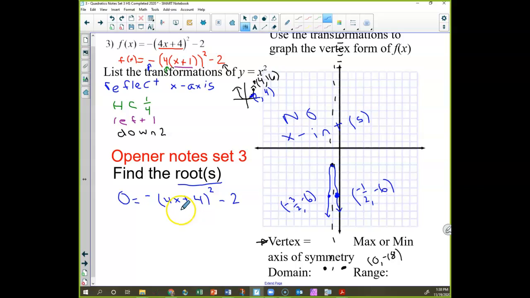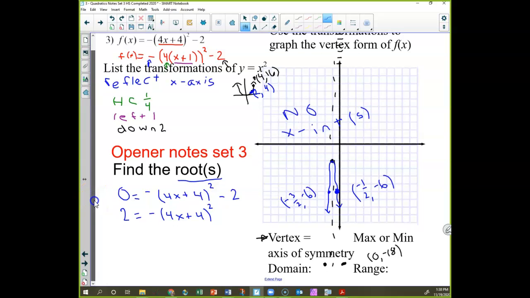Sarah, what would we do first? We would add 2 to both sides. So 2 is the opposite of 4x plus 4 quantity squared. All right, now I still need to get x by itself. Bethany, now what would I do? I divide everything by negative 1. We'll divide everything by negative 1. And we get negative 2 is equal to 4x plus 4 quantity squared.